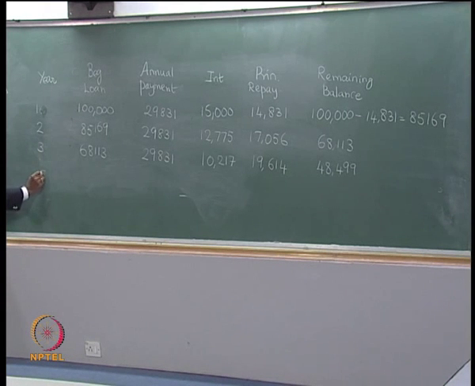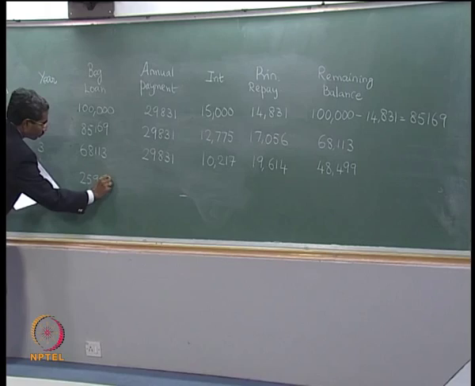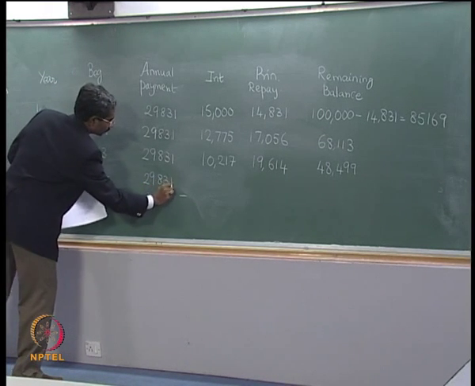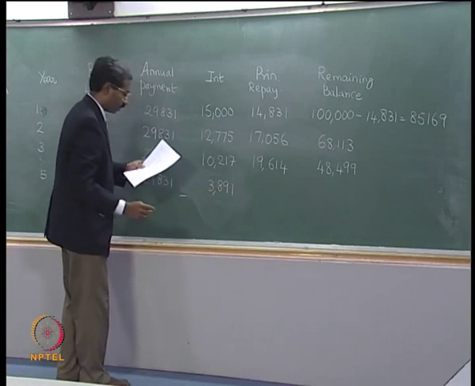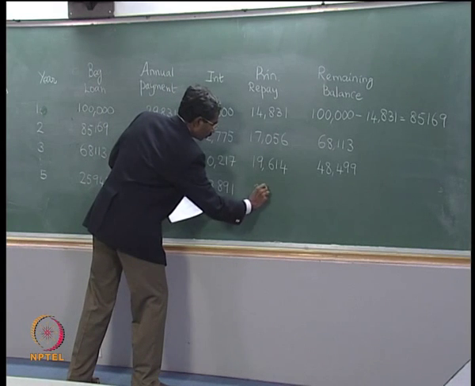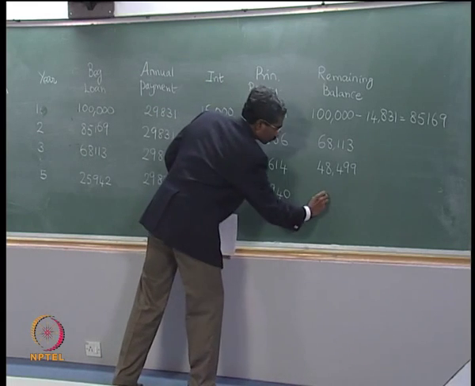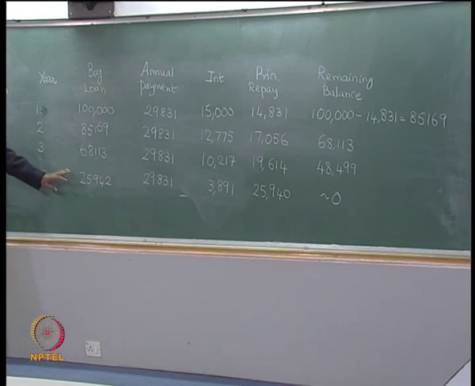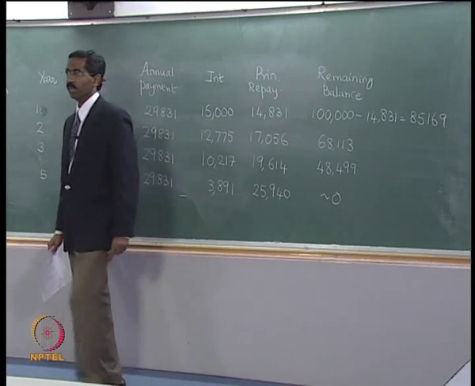I will skip year 4 and state for year 5. In year 5 the opening balance of the loan will be 25,942, and then we pay 29,831, out of which 3,891 is towards interest payment, and the principal payment is therefore 25,940, and the remaining balance is close to 0. There may be a small error because of rounding, but otherwise we assume that the loan is completely paid by the end of year 5.